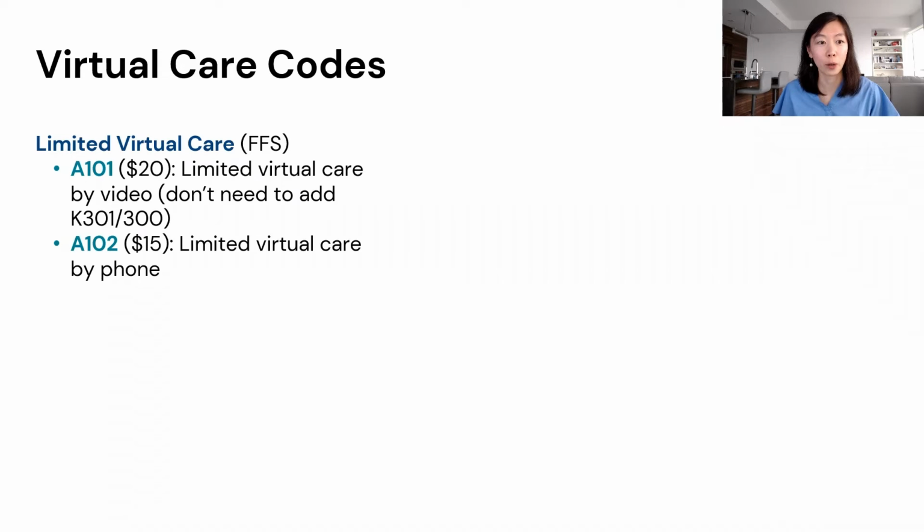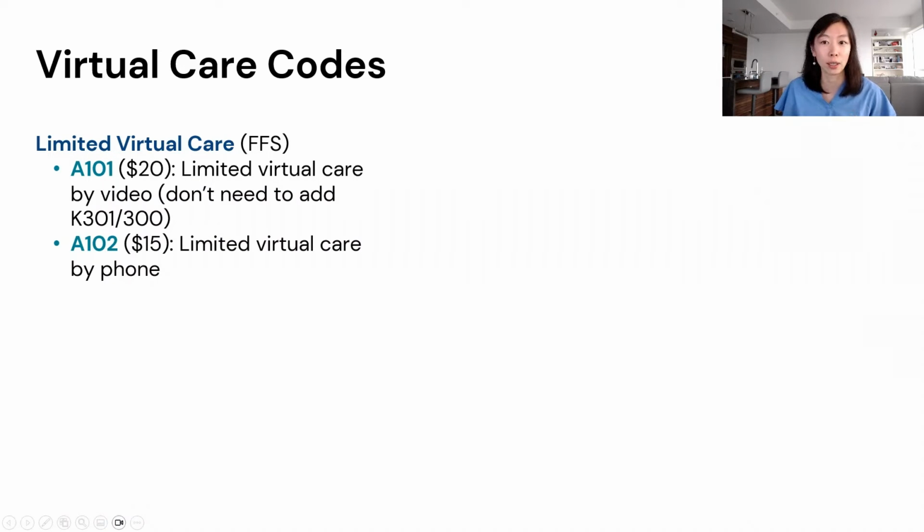Okay, so virtual care codes. Let's go into this a little bit more detail. So there are 2 sets of virtual care codes. First is if you do limited virtual care. So for example, if you're working in a walk-in clinic, and you don't have any relation with the patient, it's like the first time you've ever seen the patient, you might bill something like an A101 or an A102, whether you see them by phone or by video. And you don't need to add K301 or K300 to this. It's automatically assumed that you're doing virtually. Doesn't matter how long you spend with a patient or how less time you spend with a patient, you get paid the same regardless.